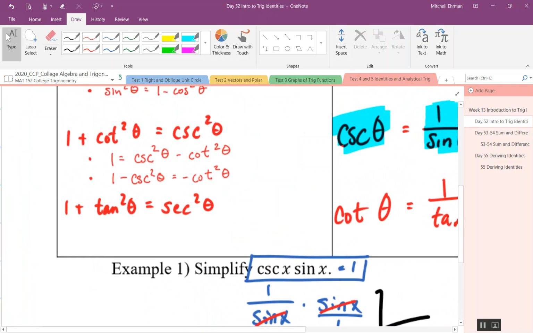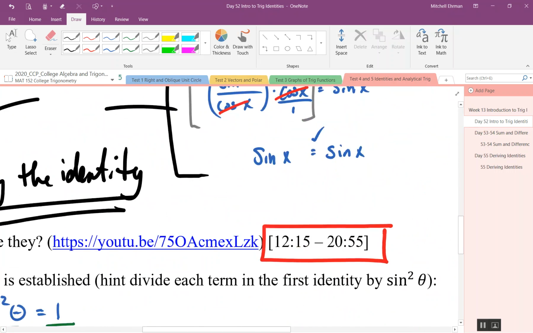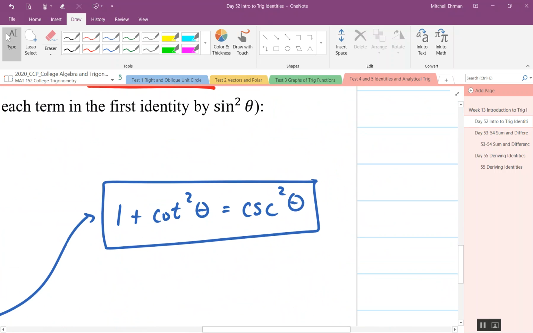trigonometric identity, although our orders slightly differ from one video to the last. And certainly we do have 1 plus cotangent squared equals cosecant squared. So we've just now established this third identity.